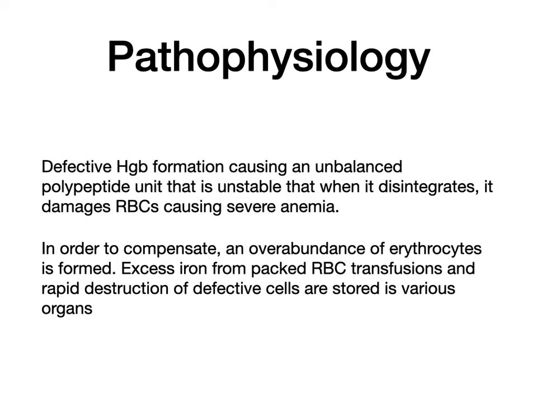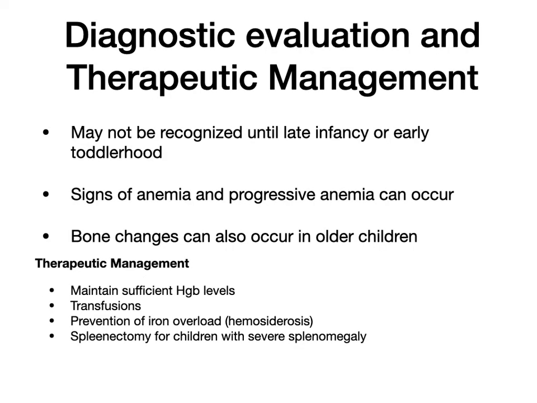Pathophysiology: defective hemoglobin formation causes an unbalanced polypeptide unit that is unstable, and when it disintegrates, it damages red blood cells, causing severe anemia. In order to compensate, an overabundance of erythrocytes is formed. Excess iron from packed red blood cell transfusions and rapid destruction of defective cells is stored in various organs.